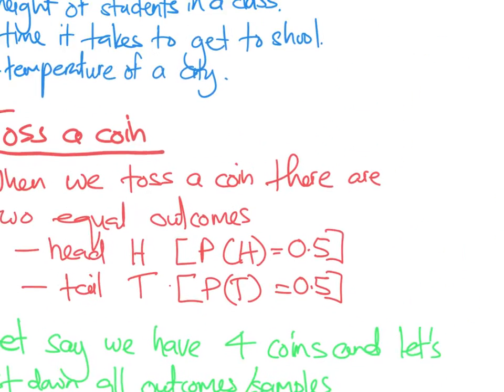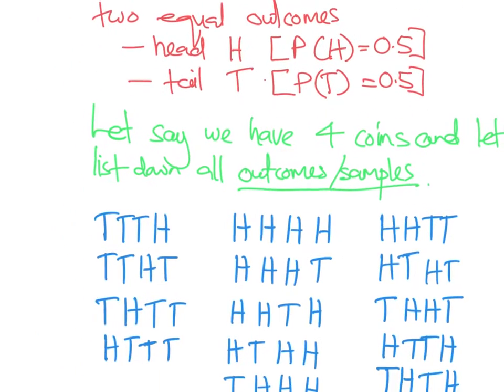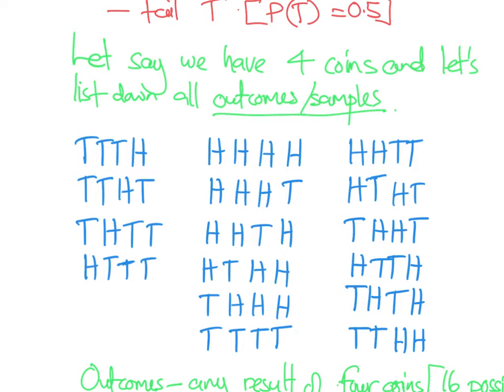Let's say we have 4 coins, and I'm going to list down a sample space. I'm going to toss each coin, and once I'm done with 4 coins, I'm going to list down all the possibilities that I can have. These are the possibilities: tail, tail, tail, head, or tail, tail, head, tail, or tail, head, tail, tail, and so on. If you count all that, you have 16 possibilities. So if I toss 4 coins, one of these 16 will definitely happen.